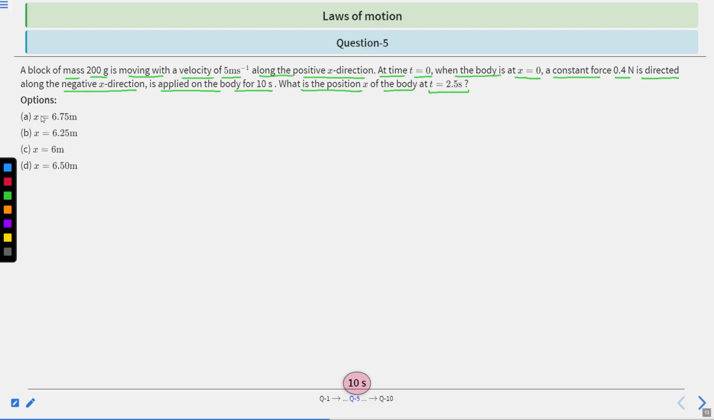Clear? Which one is correct? Here the given options are 6.75 meter, 6.25 meter, 6 meter, and 6.50 meter. Which one is correct? You have 10 seconds to solve this question. After that, we will provide the solution. Let's find a solution.